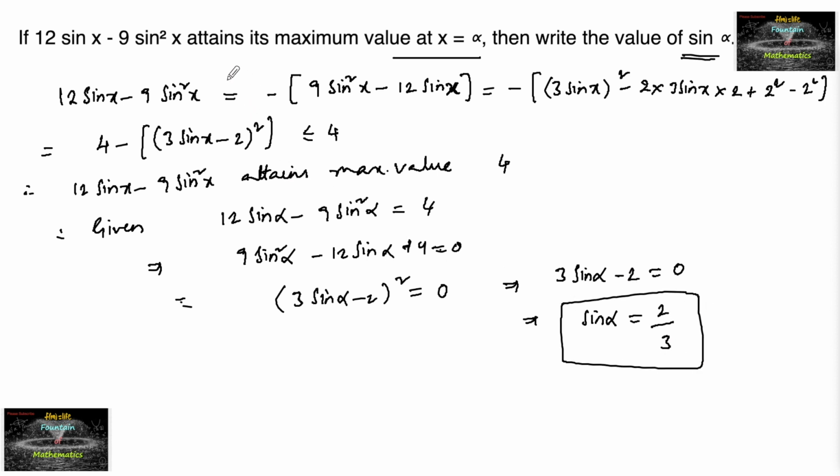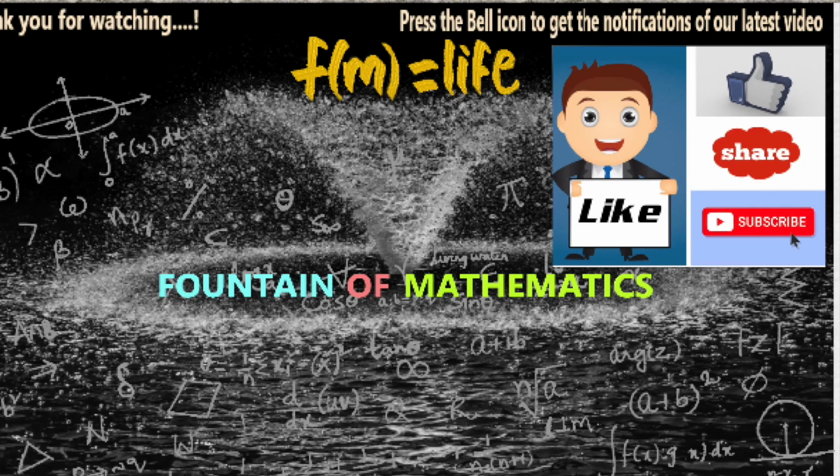So when the given expression attains maximum value at x is equal to alpha, it implies that 12 sin alpha minus 9 sin square alpha is equal to 4, and hence by simplifying you will get sin alpha is equal to 2 upon 3. So this is the answer. Okay, thank you.